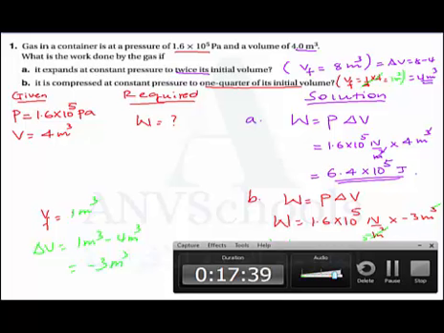But in the case of A, the first case, the gas is expanding. That means the volume is increasing. When the volume is increasing, the change in volume will be positive. That means we will have a positive work done, which is the work done by the gas on the piston, or on the container, or on the external factor. So these are the two questions where we have a positive work done and a negative work done. That's all.